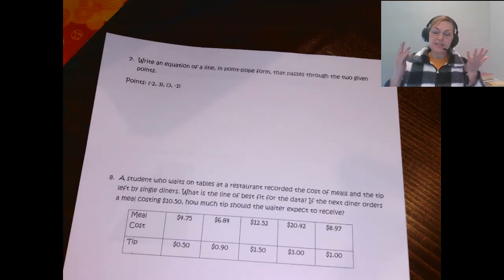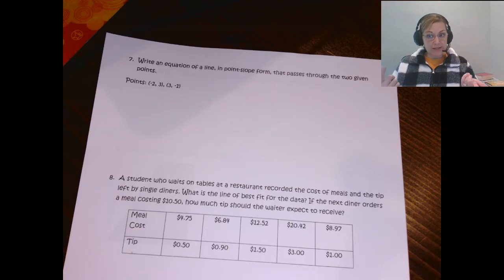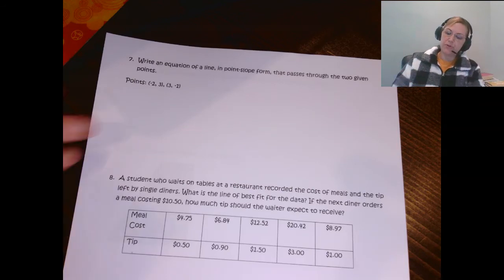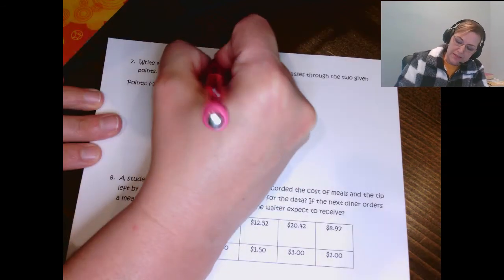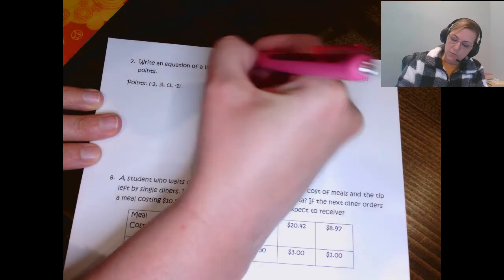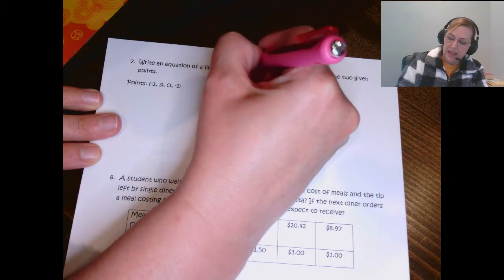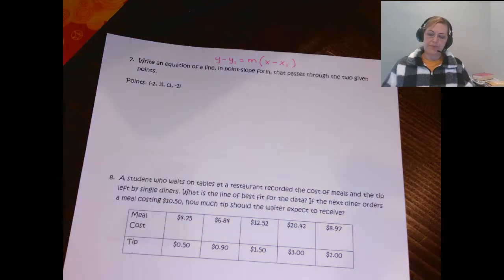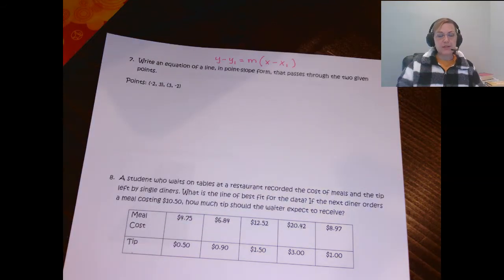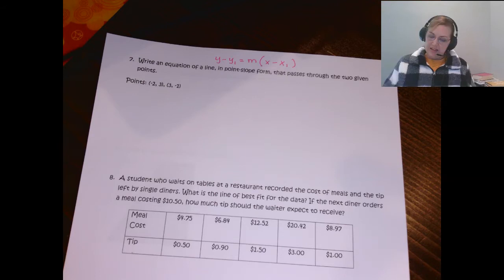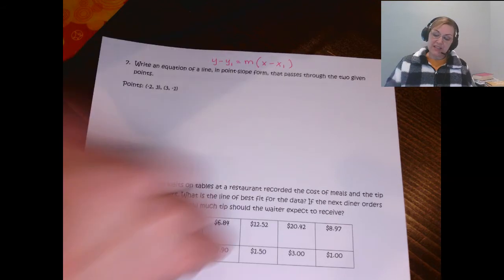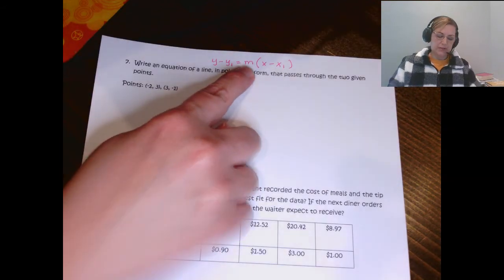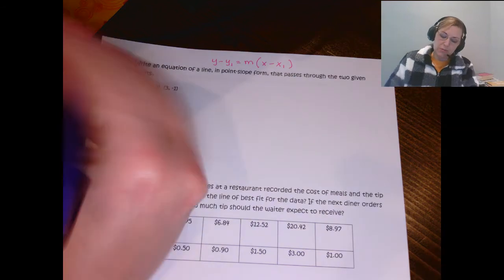And this one asks us to write an equation in point slope form. So let's put in our notes what point slope is. It's y minus y1 equals m parentheses x minus x1. And we want the point slope version of the line that passes through these 2 points. So the first thing we're going to need is a slope. So let's remember the slope formula.